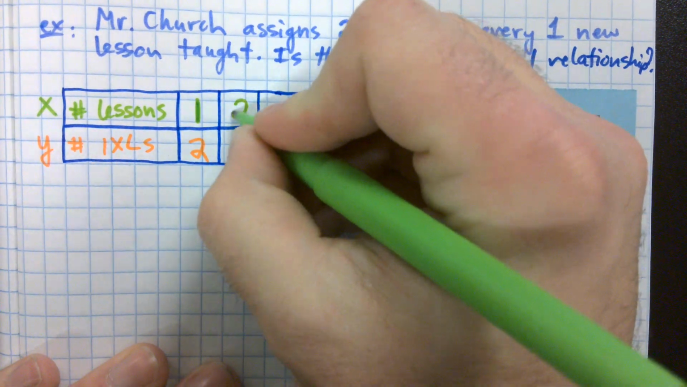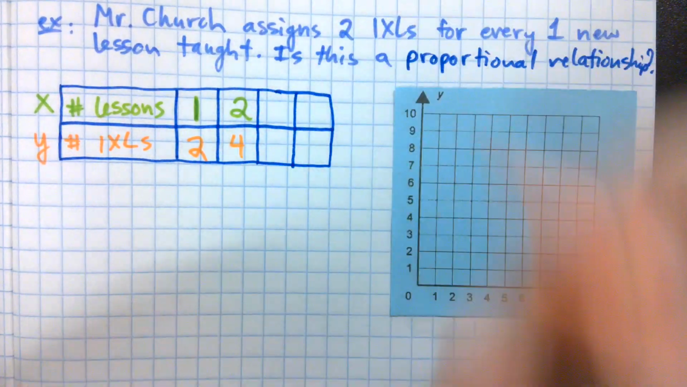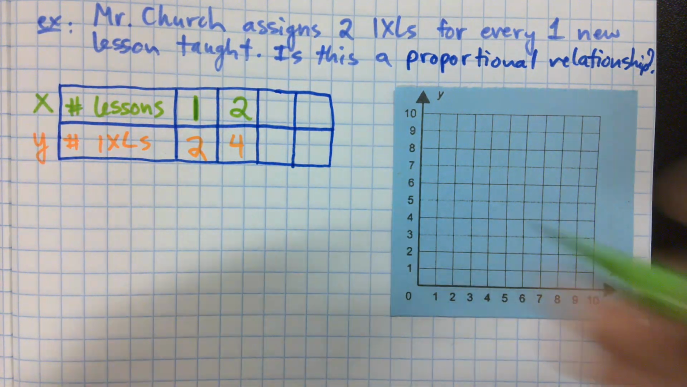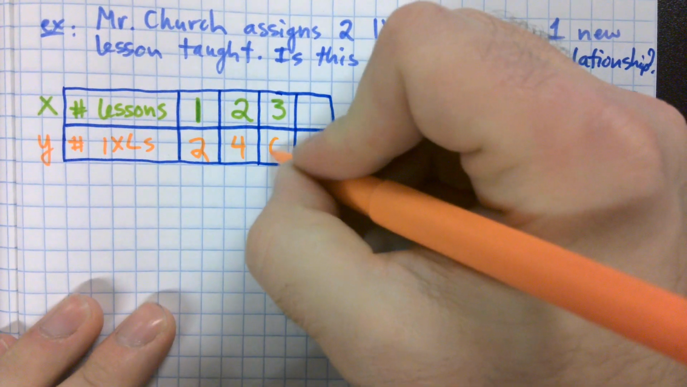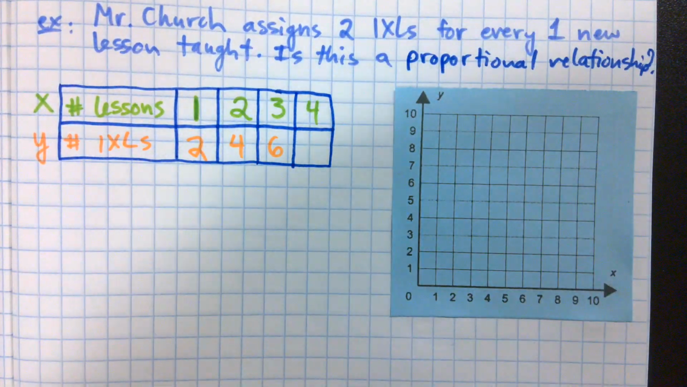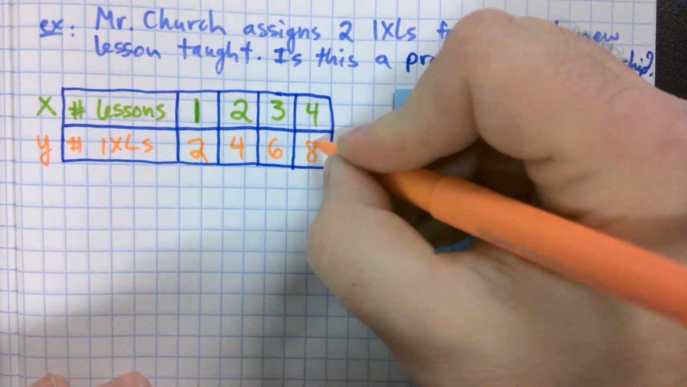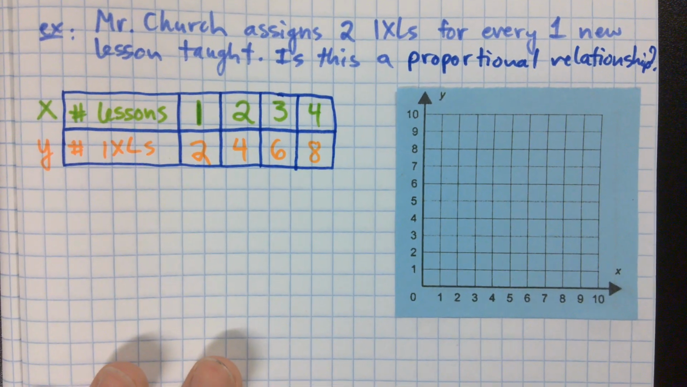If I teach 2 new lessons, how many total IXLs is that now? 4. What about 3 new lessons? 6. We're noticing a pattern, yes? And how about 4 new lessons? 8 total IXLs. Sounds like a lot of fun. 8 IXLs.